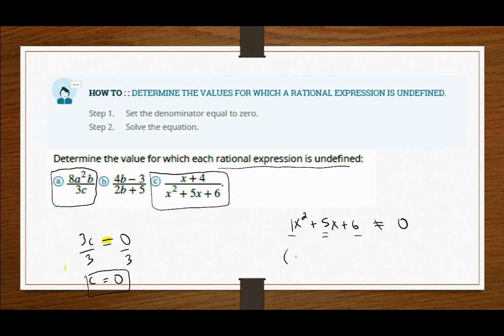So by factoring, I would discover that x plus 3 and x plus 2 are the binomials that would multiply together to give me back the original expression. Using the zero product rule and setting each of those factors equal to 0, I would discover that if x were equal to negative 3 or negative 2, I would cause division by 0 in the denominator. So those are my restrictions. As long as x isn't equal to those two numbers, the expression will be defined.